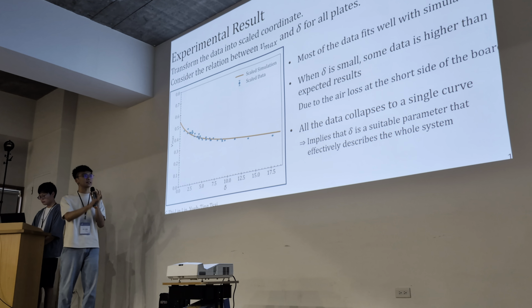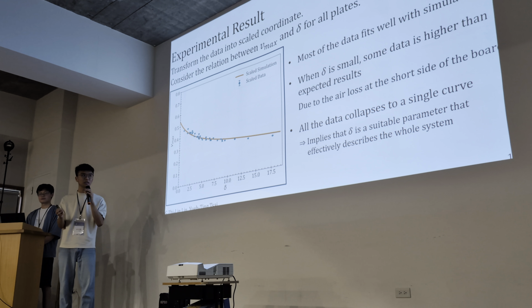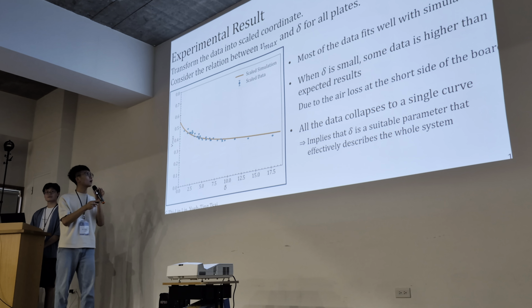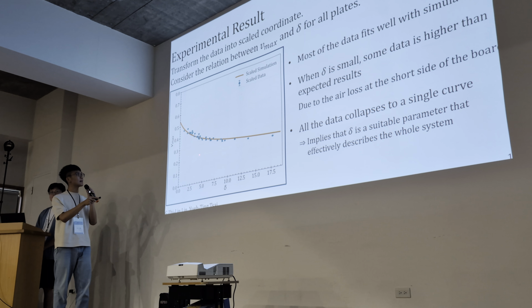When delta is small, some data here are above the simulation. And this might be due to air loss at the short side of the board. Since there exists air loss, the air cannot sufficiently support the board, so the board might drop with a higher speed. That higher speed causes the data to not fit the simulation very well here.